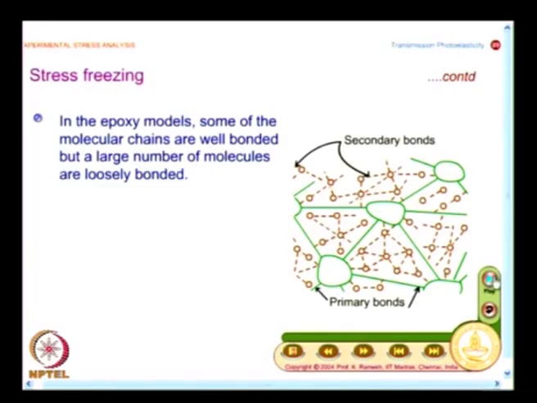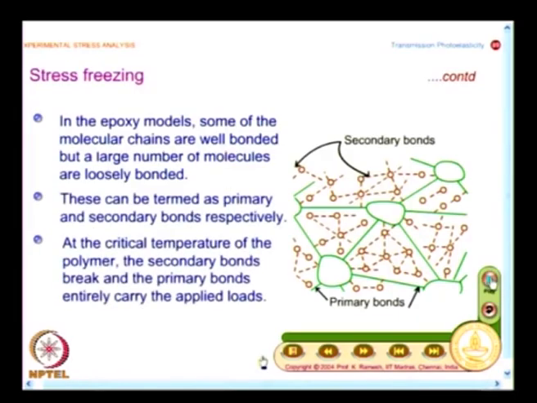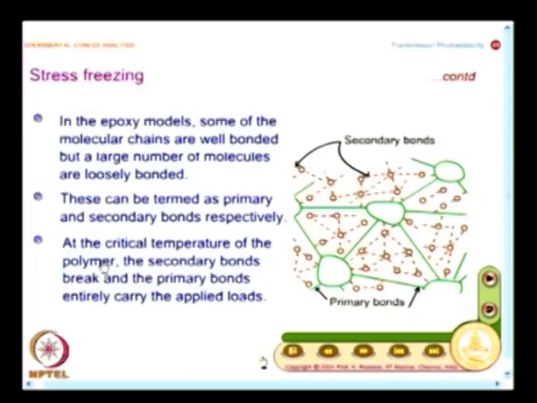And what happens is, when I apply the load, and I also raise the temperature, I keep it at what is known as the critical temperature of the polymer. The critical temperature is something like about 110 to 120 degrees, and people also now operate at a lower temperature for various reasons. You do not even have to go up to 120 degrees centigrade, you can also operate at 90 degrees. There are requirements for certain problems, people also operate at slightly lower temperature than this. But what happens at the critical temperature, though it is not visually seen, the secondary bonds break at the critical temperature and the primary bonds entirely carry the applied loads.